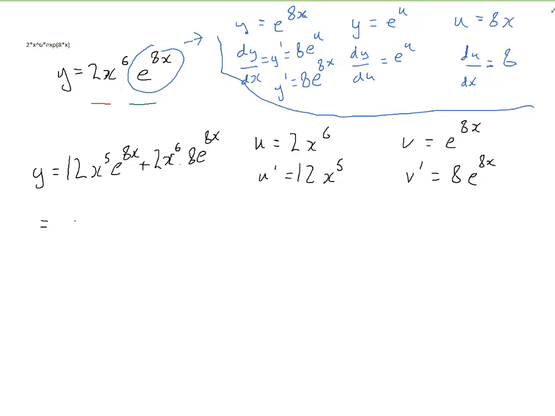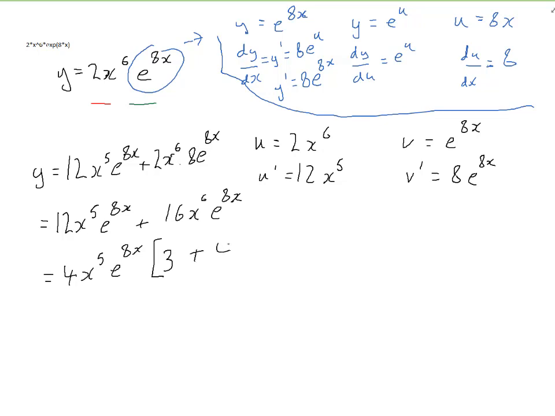And then you can tidy up a little bit. I won't simplify completely because it might confuse more than not. Plus 16x to the power 6 e to the power 8x, because you have the 2 times the 8 is 16. And then you would want to take out some common factors. From the 12 and the 16 you can take out a 4, you can take out an x to the power 5, and you can take out e to the power 8x. So this leaves a 3 there, and it leaves a 4x there.